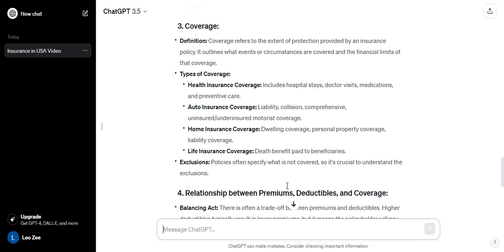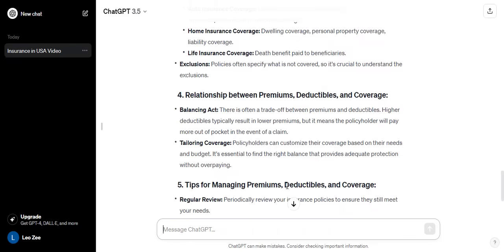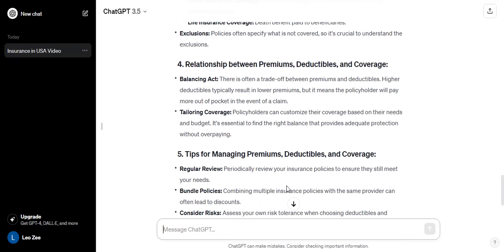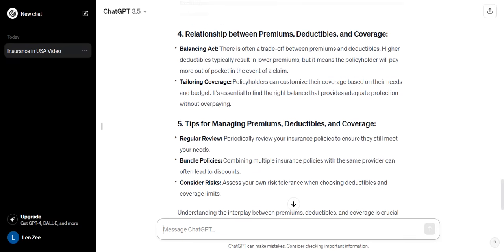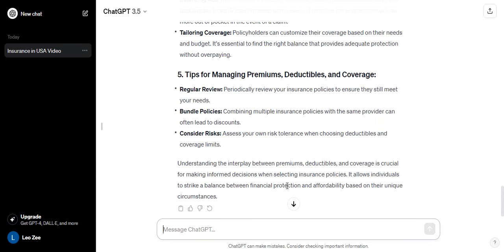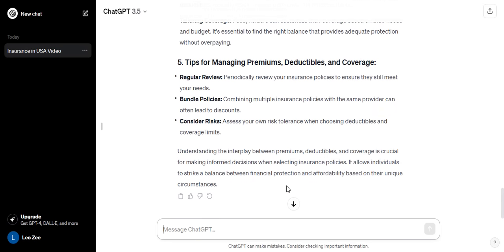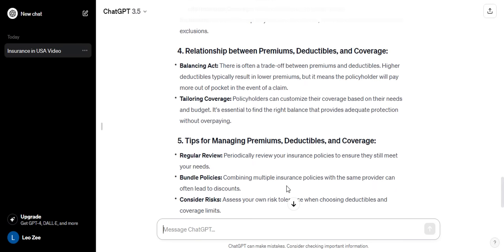Coverage definition: health insurance coverage, auto insurance coverage, home insurance coverage, life insurance coverage, and the balance act, different types, tips for managing premium and coverage. So these are the types you have to follow.